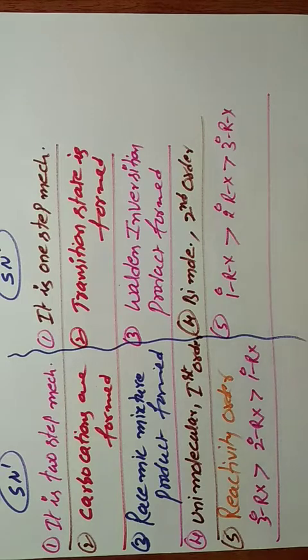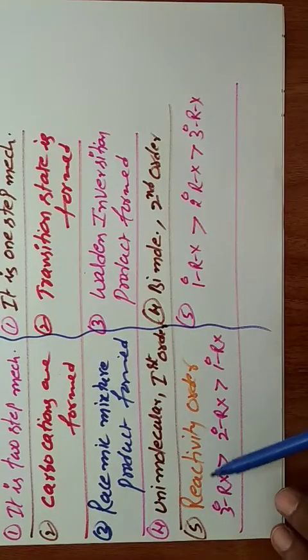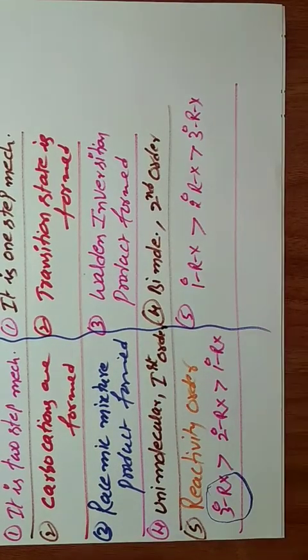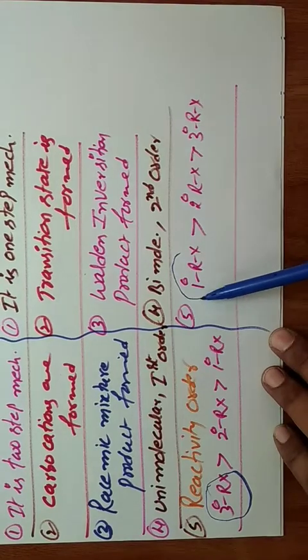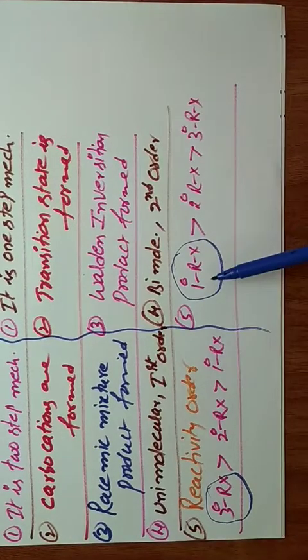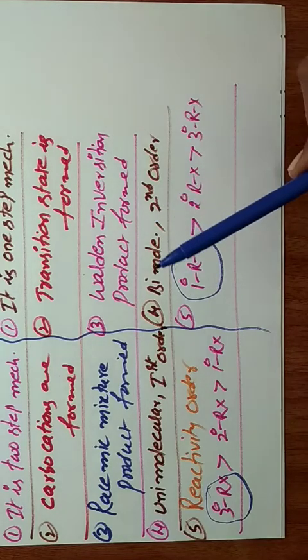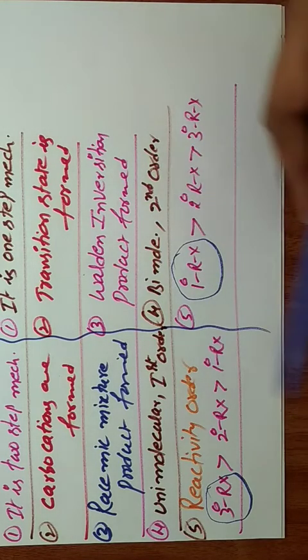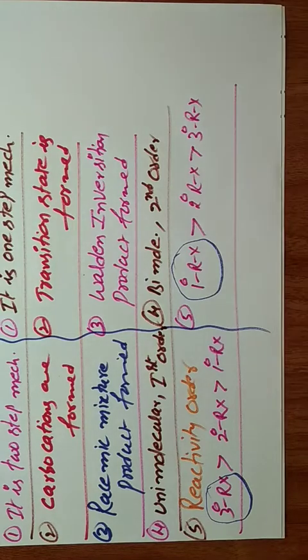What type of alkyl halides are more reactive? Tertiary alkyl halide in SN1. In SN2, primary alkyl halides are more reactive. These are the important differences of SN1 and SN2. So up to here, the mechanism topic.